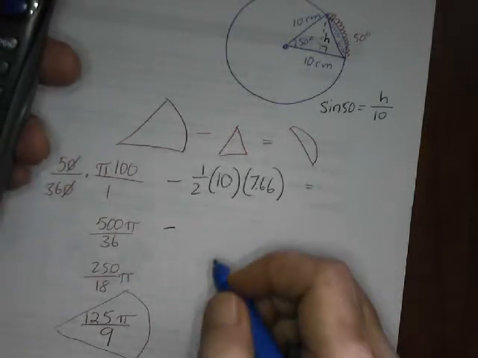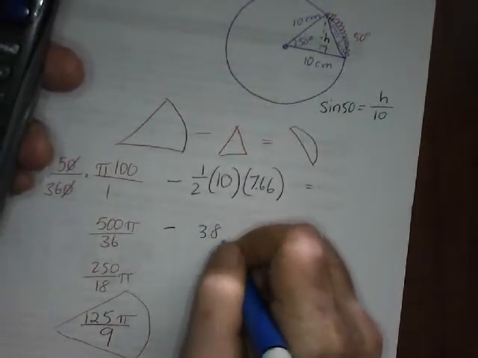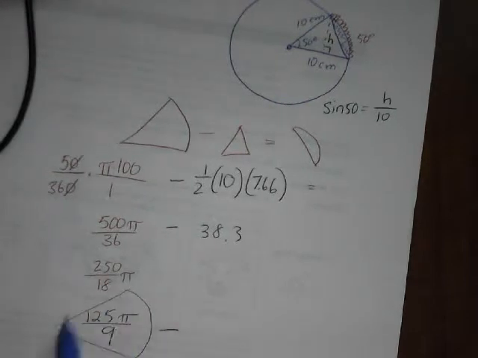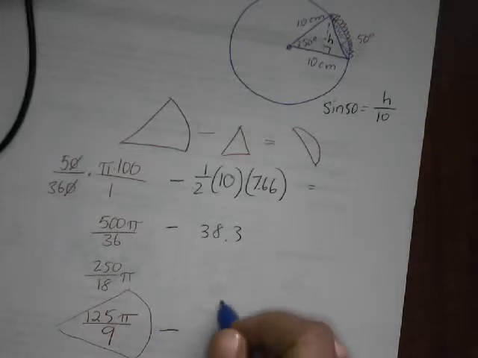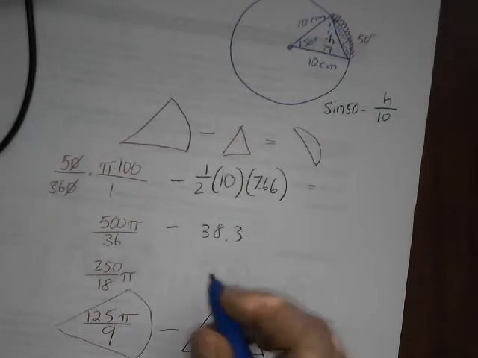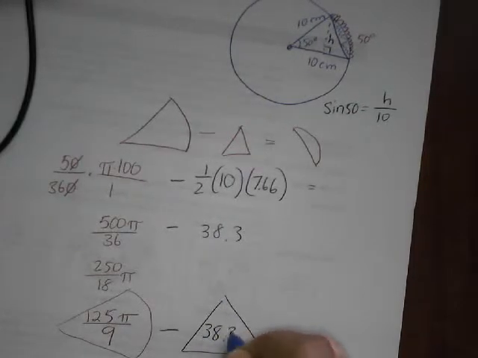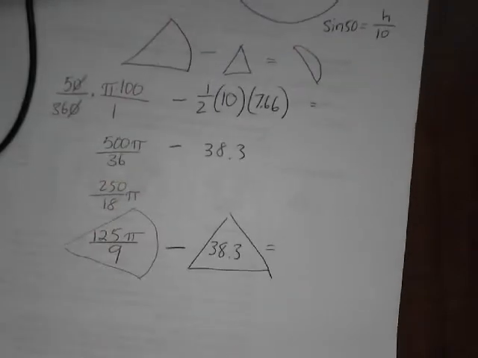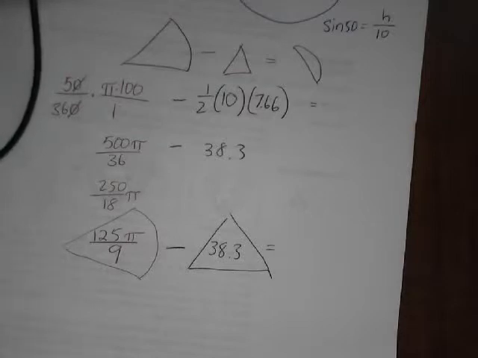That gives me 38.3. So the sector is 125 pi over 9. I guess I could have gotten a decimal for it. And the triangle's 38.3, and then I can just do my subtraction. 125 minus 38.3.